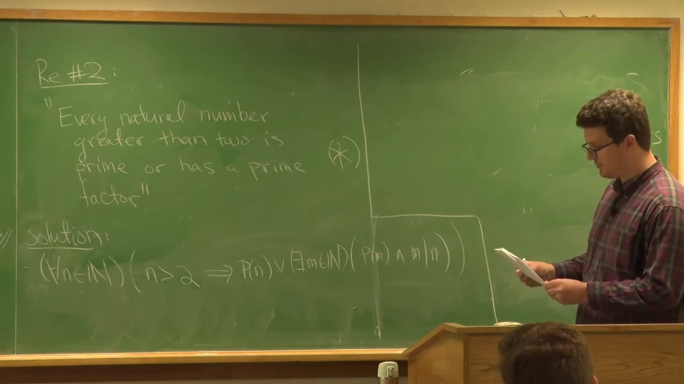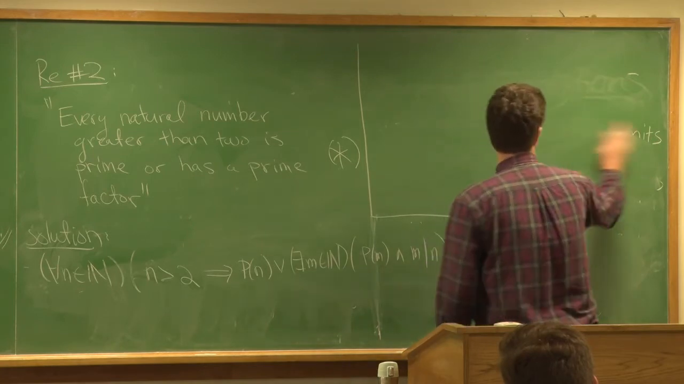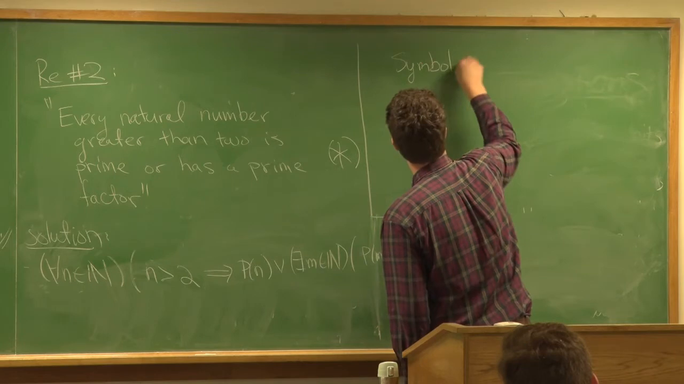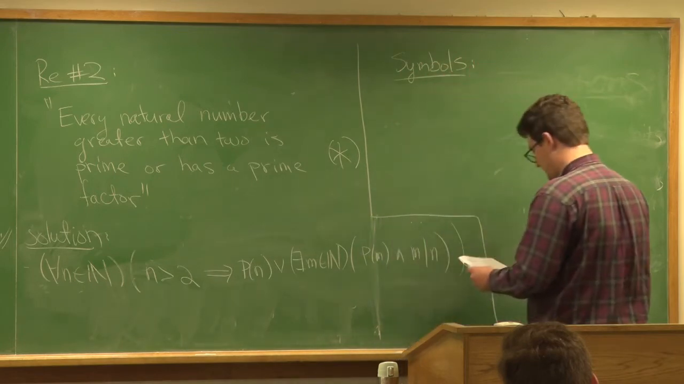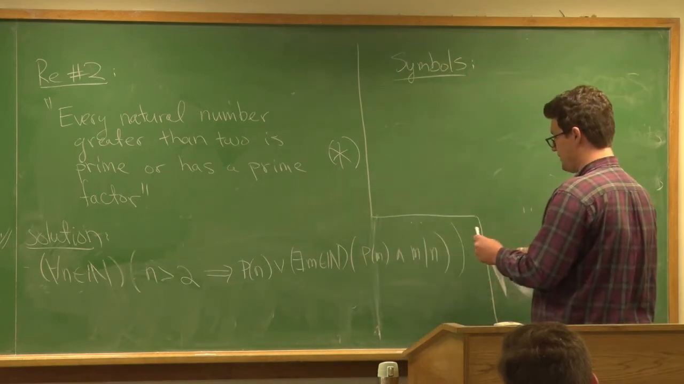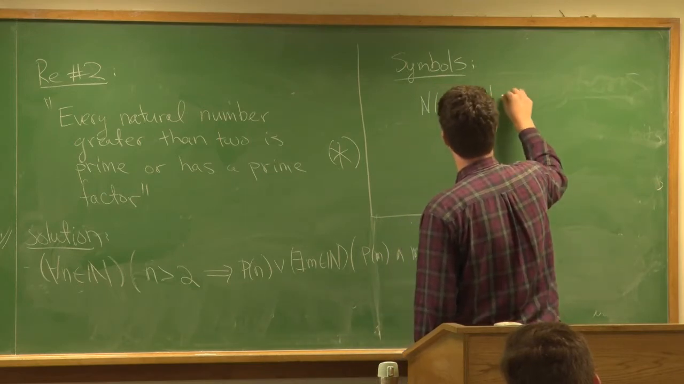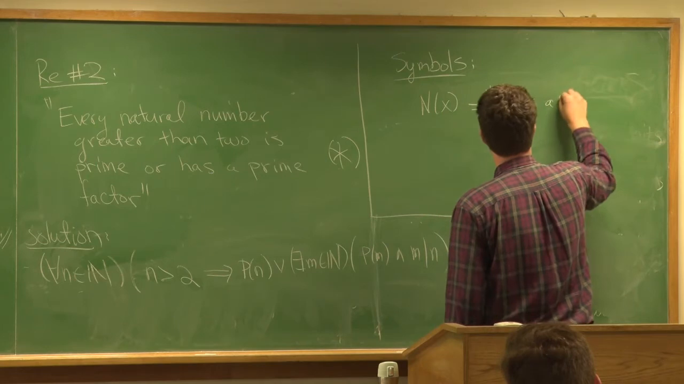I gave you guys some symbols, or some notation, that were the following. I wrote N of x. This is the predicate: x is a natural number.